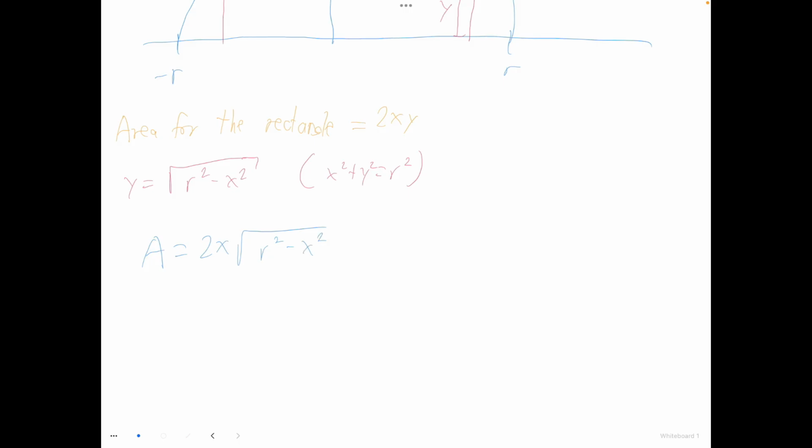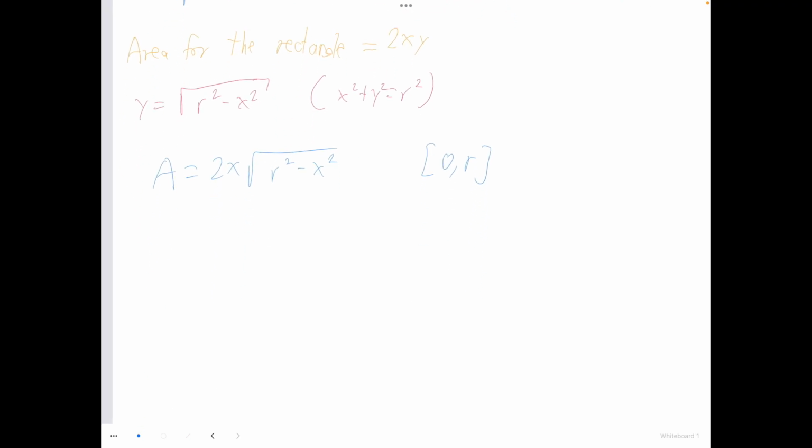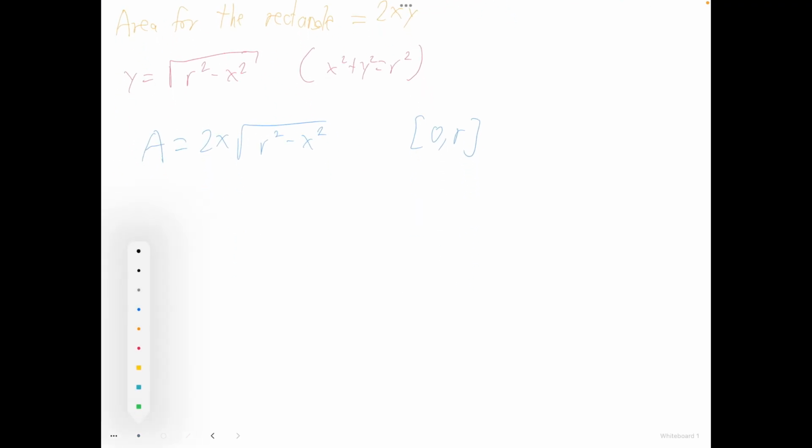And so this then is our expression that we want to find the minimum of, or maximum of. Now we do have bounds here, so if you think of this picture, the smallest possible value for x would be up here at 0, and the largest possible value would be over here at r. So we've got a closed interval of 0 to r that we're working with. So we're going to use the closed interval method to find where the maximum is at. So we're going to take the derivative.